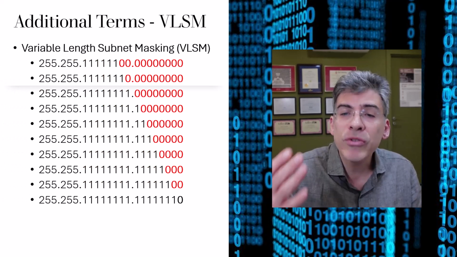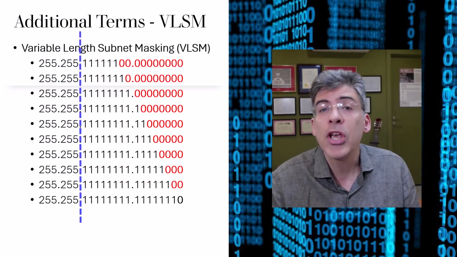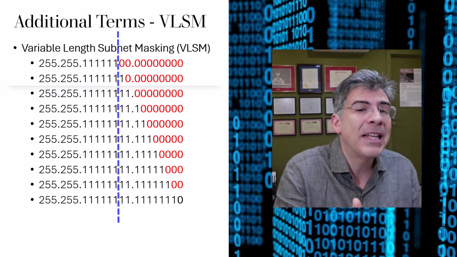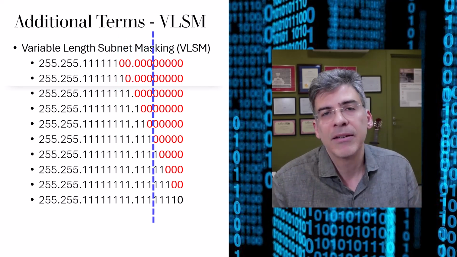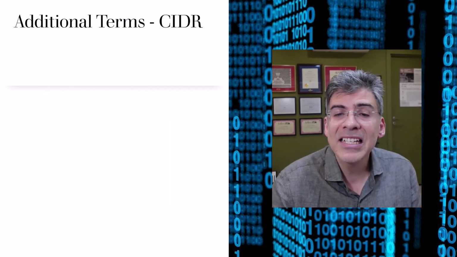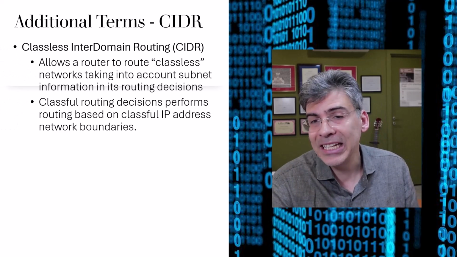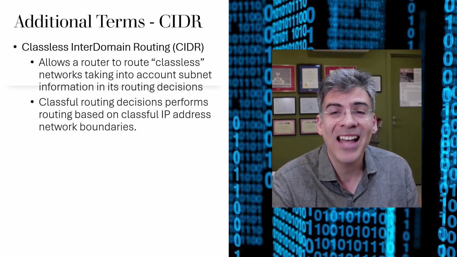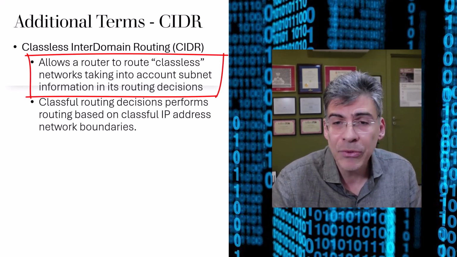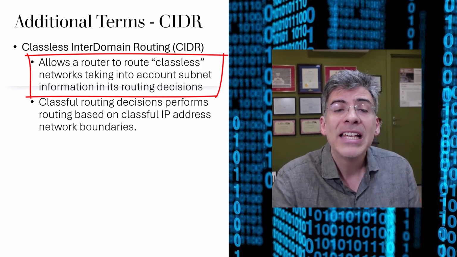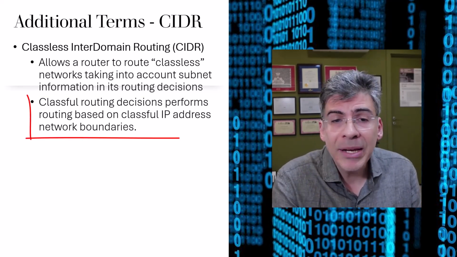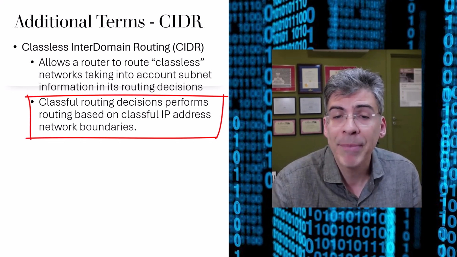You can see that we're not restricted to having the host and network portions always split across one of the dots of the dotted decimal format, but they can be split anywhere in the stream of 32 bits of the subnet mask. Now, the second related concept is called classless interdomain routing, or CIDR. Now, similarly, CIDR is a function that allows a router to route these classless networks, taking into account additional subnet information to decide how to route those packets. This is in contrast to routing based on classful IP address networking boundaries.